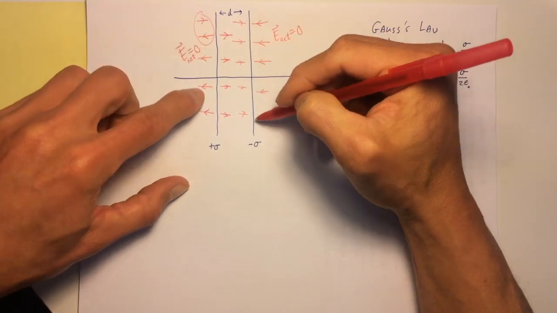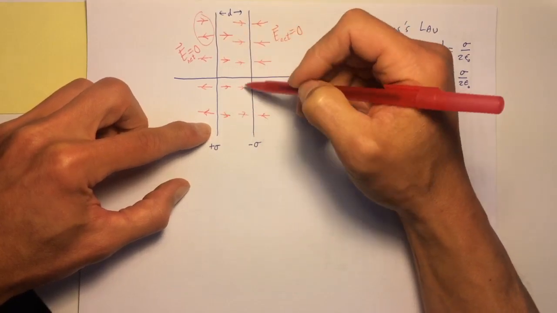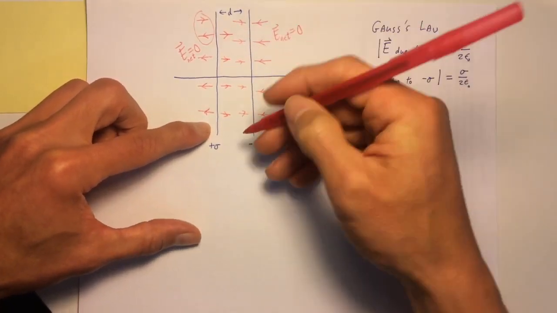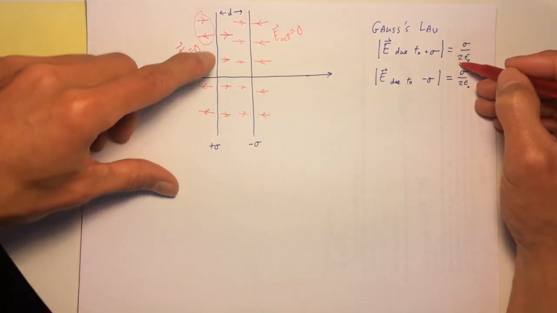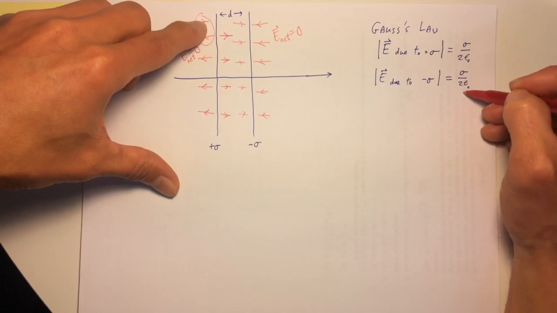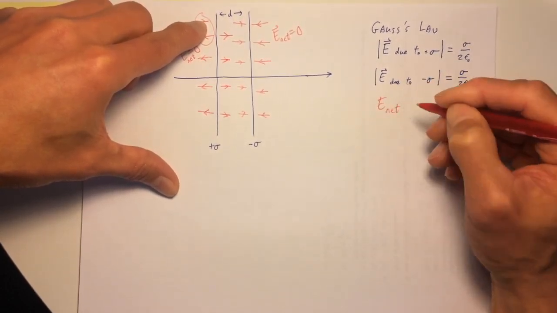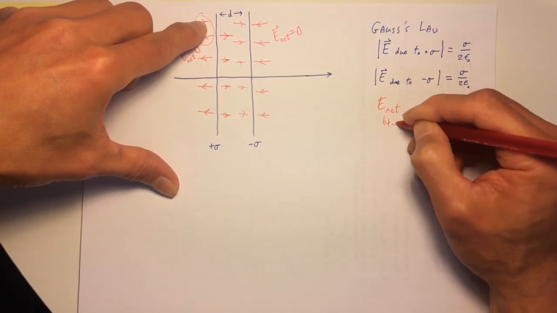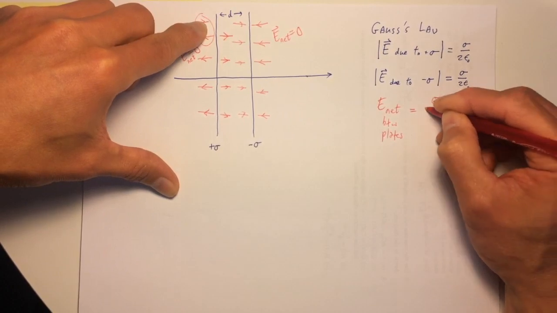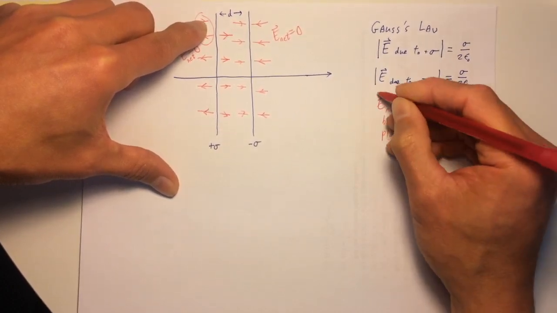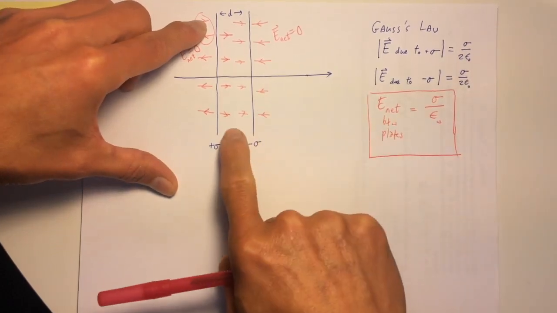But in between the two plates, the fields enhance each other. They combine, and the electric field is of one of these and the other. So when you combine these two things, the net electric field between the plates equals sigma over epsilon naught. So this is the electric field between the plates.